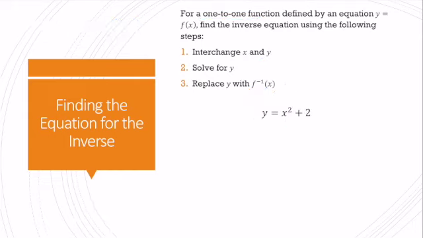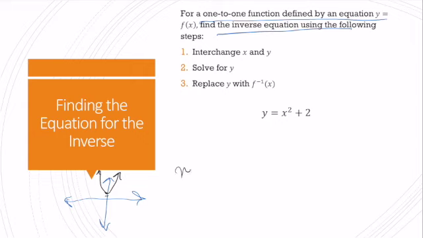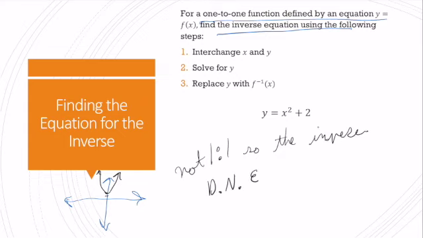Okay, first thing I need to do. For a one-to-one function defined by an equation y, find the inverse equation that goes with the following. So this is y equals x squared plus 2. This is why it's really important to visualize what's going on. This is a function, right? We know a parabola is a function. It's been vertically shifted up 2. But does this pass the horizontal line test? No. This is not one-to-one, so the inverse does not exist.